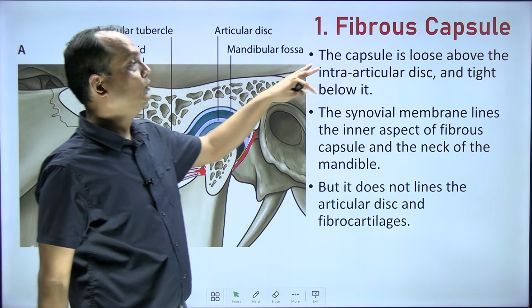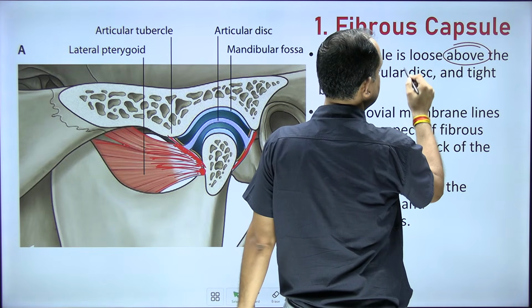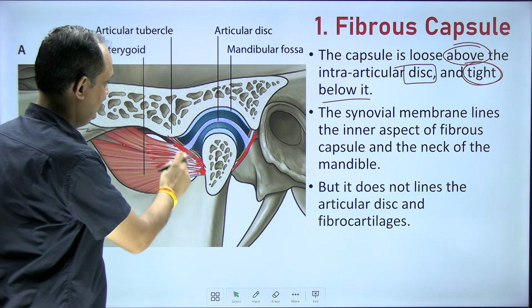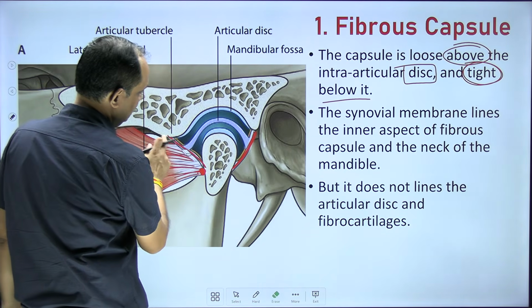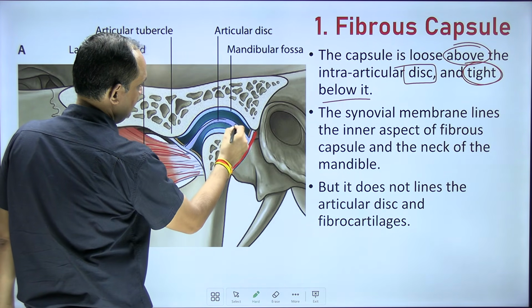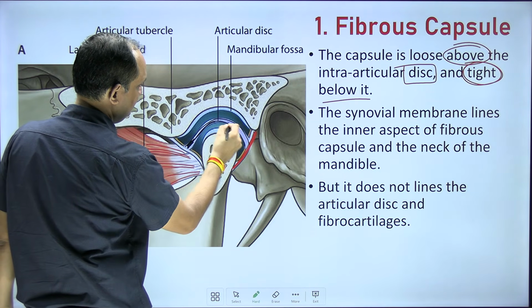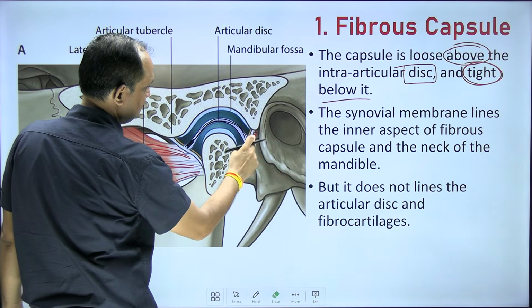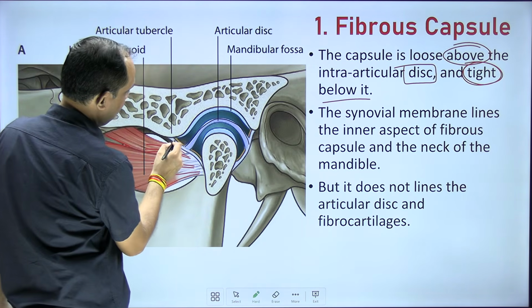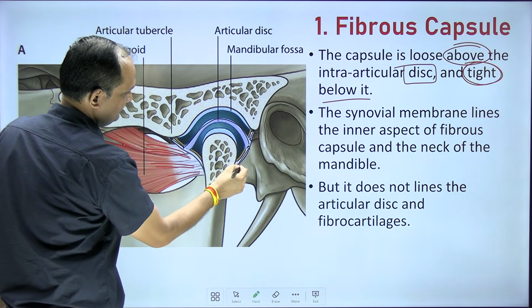Now, the capsule is loosely attached in the upper part. Which upper part? That means above the disc, and it is tightly attached in the lower part. Here in this diagram, you have seen that there is an intra-articular disc. So, where is the disc? Now, this is the disc. This disc is also getting attachment to the inner side of the capsule, and this disc is dividing the capsule into two parts. This is the upper part of the capsule, and this is the lower part of the capsule.